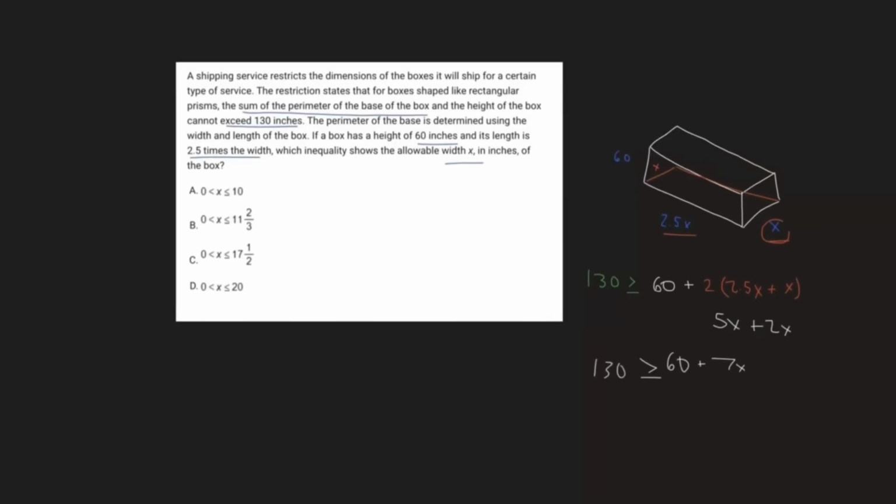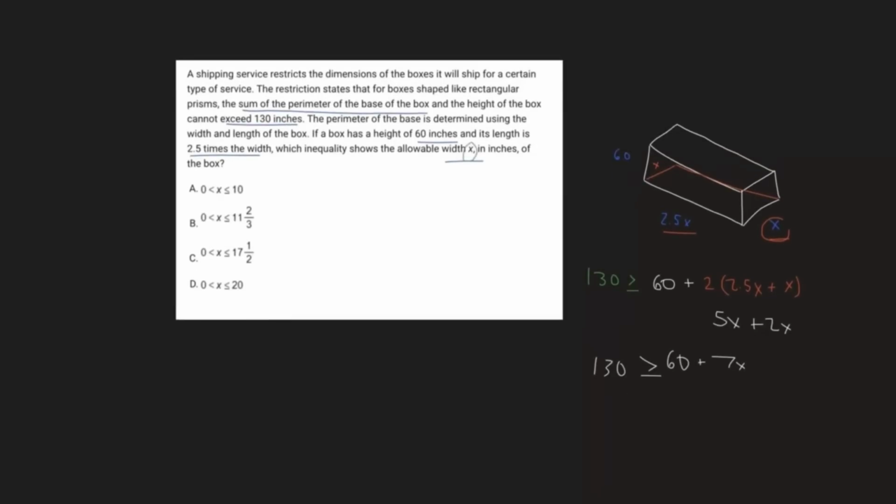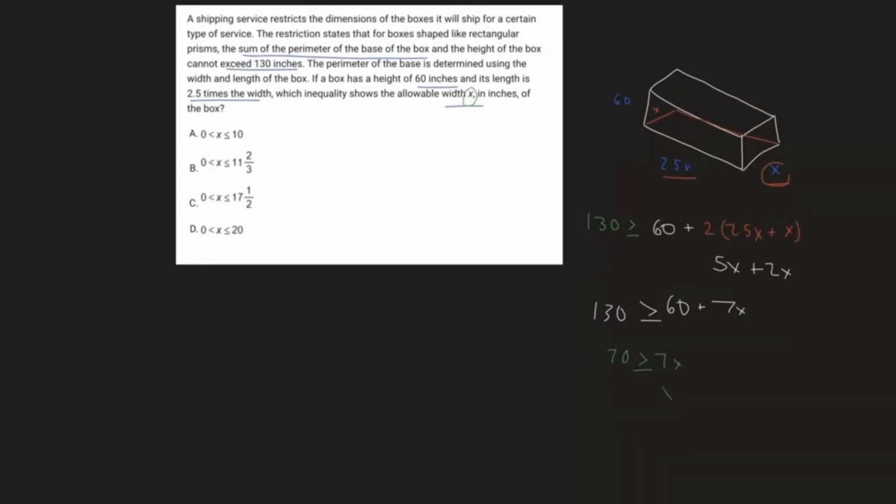And now we can just solve for x, because x is going to be that width that we're trying to solve for. We can just subtract 60 on both sides, and we get 70 is greater than or equal to 7x. Divide both sides by 7, and we get x is less than or equal to 10. So we get this inequality over here, and we want to match it up to the answer choices.